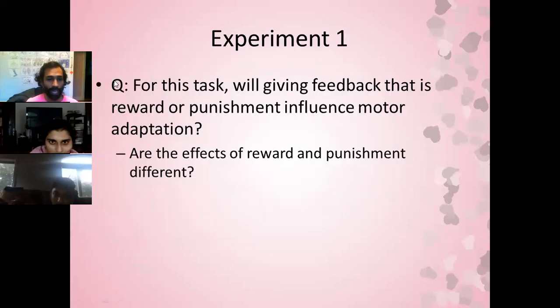So the paper basically asked the question, for this task that I just described, will giving feedback that is reward or punishment influence motor adaptation? If you're being punished, are you going to learn to reach faster when you've got this weird perturbation on you? Or if you're rewarded, are you going to learn this better? What is better, reward or punishment? So I would say come up with your hypothesis, and then you're going to find out.